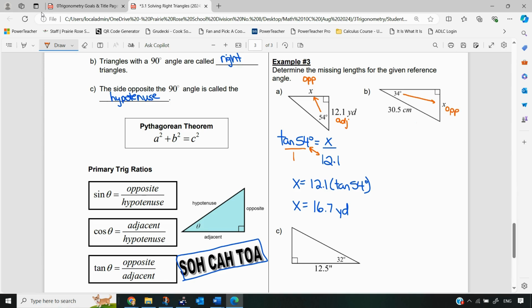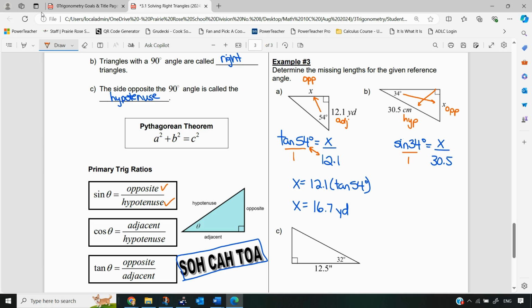So for this example, we're using opposite and hypotenuse. If I take a look at my trig ratios, the ratio that uses opposite and hypotenuse is sine. So setting up my ratio, I have sine of the angle, so sine of 34 degrees is opposite, which is x, over hypotenuse, which is 30.5.